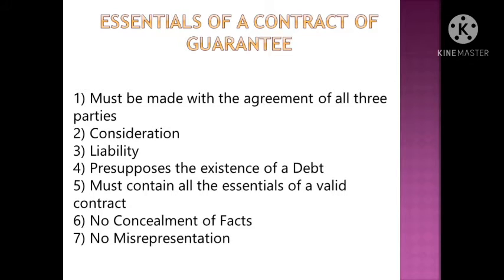Sixth is no concealment of facts. The creditor should disclose to the surety the facts that are likely to affect the surety's liability. A guarantee obtained by concealment of such facts is invalid. The last essential is no misrepresentation. The guarantee should not be obtained by misrepresenting the facts to the surety, and the facts that are likely to affect the extent of the surety's responsibility must be truly represented.